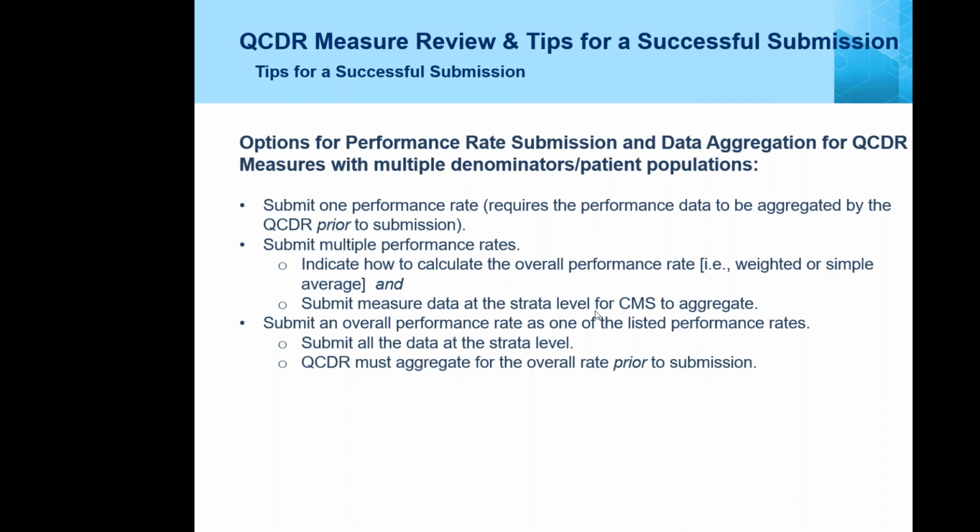The other option, though, is that you submit an overall performance rate as one of the listed performance rates. So in the scenario that there are 6 performance rates again, and you say that the third performance rate is the overall rate, then that means you submit all the data at the strata level, but then you must aggregate the data for the overall rate prior to submission, meaning you've calculated that third performance rate, which is the overall rate, before you submit the data.